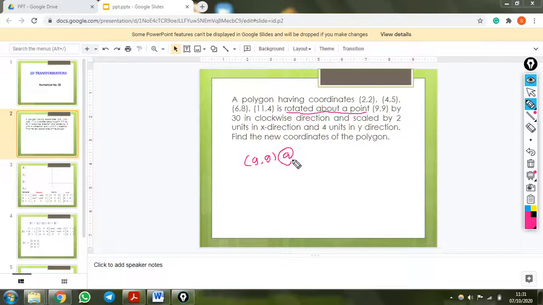So the rotation is about 30 degrees in the clockwise direction. Okay, so clockwise direction is given, which means we should consider the angle as negative, because clockwise we will consider as negative, right? Then scaled by 2 units in the x direction means the sx value is given, it is equal to 2. Same way the sy value is given, it is equal to 4.